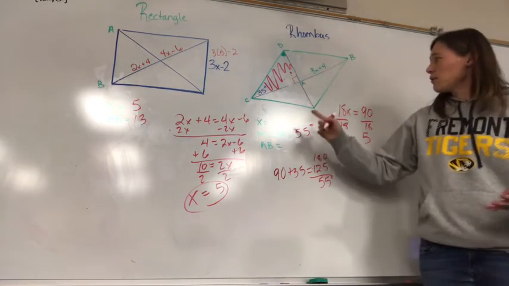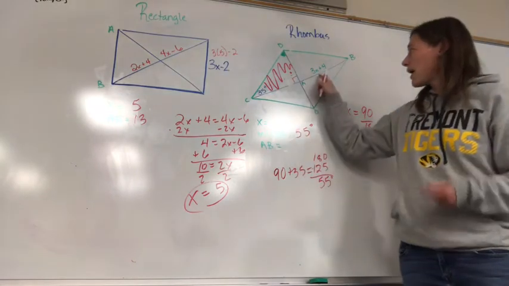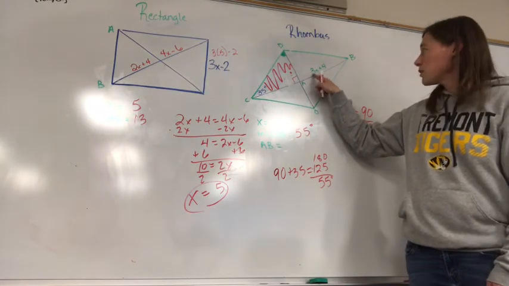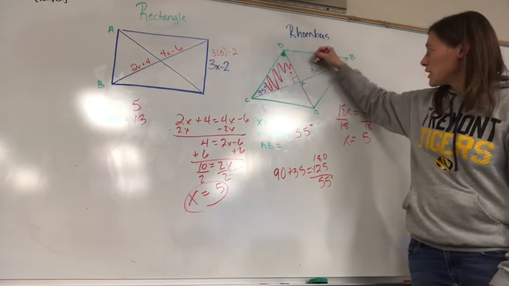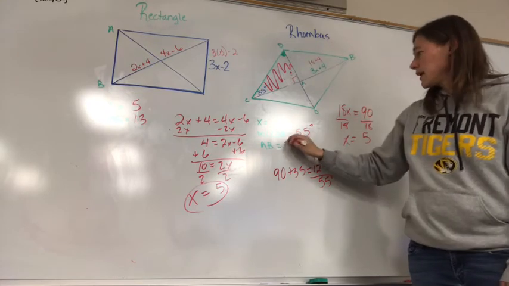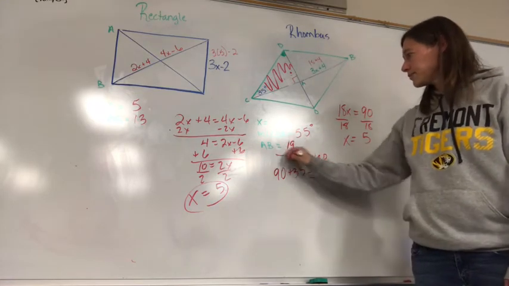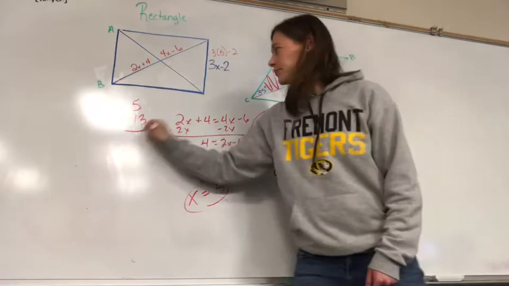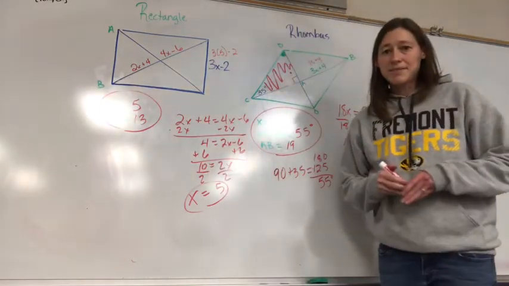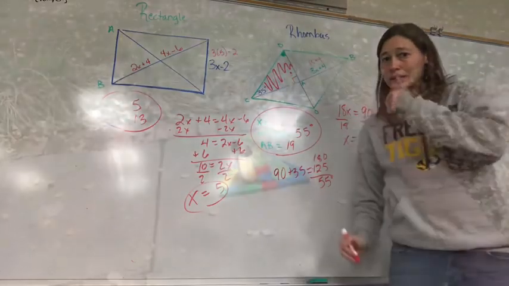Okay, and we've already found x. We said x was 5, so we can plug it in here. Okay, so 3 times 5 is 15. 15 plus 4 is 19. We did it. Excellent. Good job, guys. I think you're ready to go.